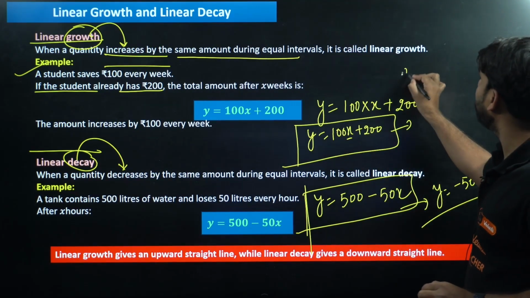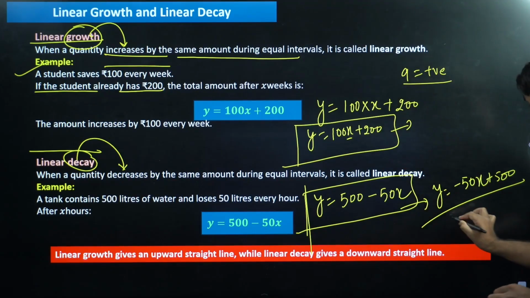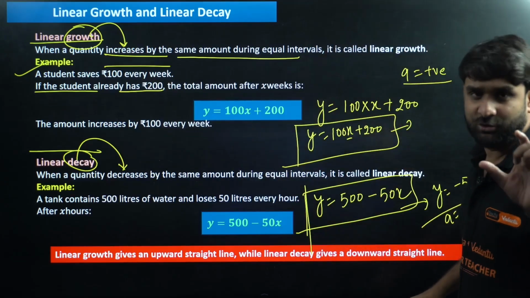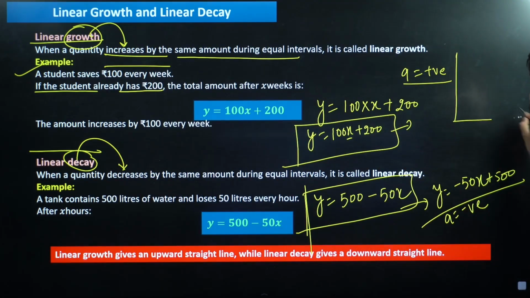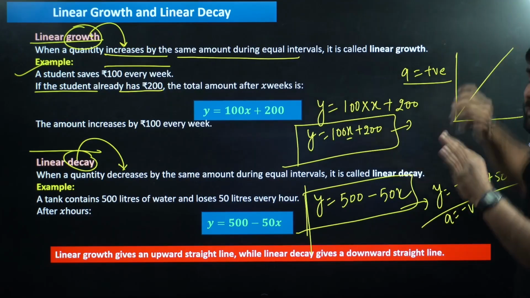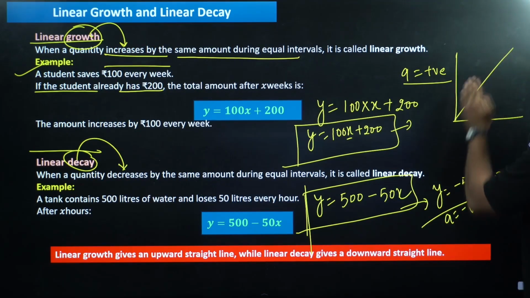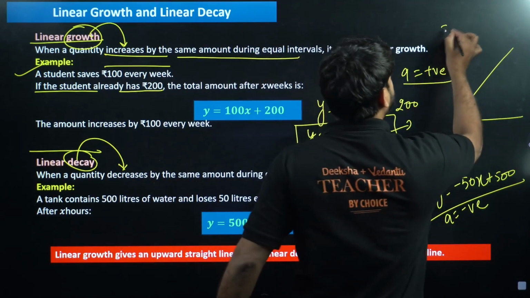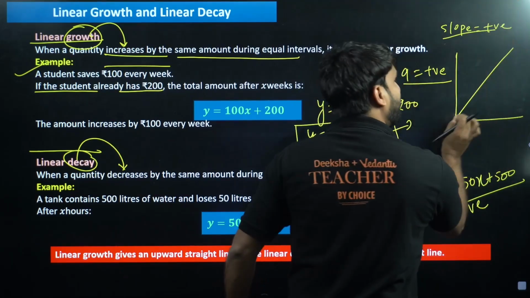So if A is positive, and here you can see if A is negative, what is A? In the general equation you all know A is the coefficient of x. So if A is positive, it indicates that something is increasing. The left side will be down and the right side will be increasing. This is called linear growth. So the slope will be positive. A is positive means the slope will be positive. It will be going up from left to right.